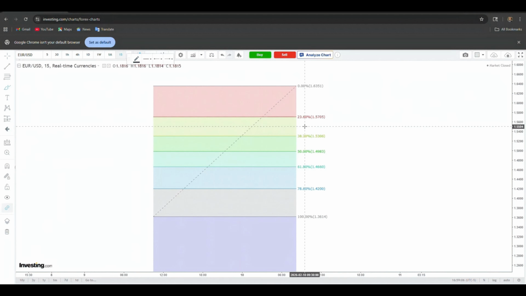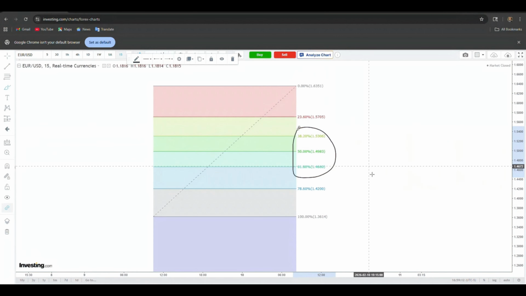Now, there are only 3 levels on the Fibonacci Retracement tool that traders pay attention to, and that would be the 38.2%, the 50%, and the 61.8% levels. These would be the most important levels on the Fibonacci Retracement tool. Reason being, if price pulls back and pauses at the 23.6% level, that ideally would not be a solid pullback.